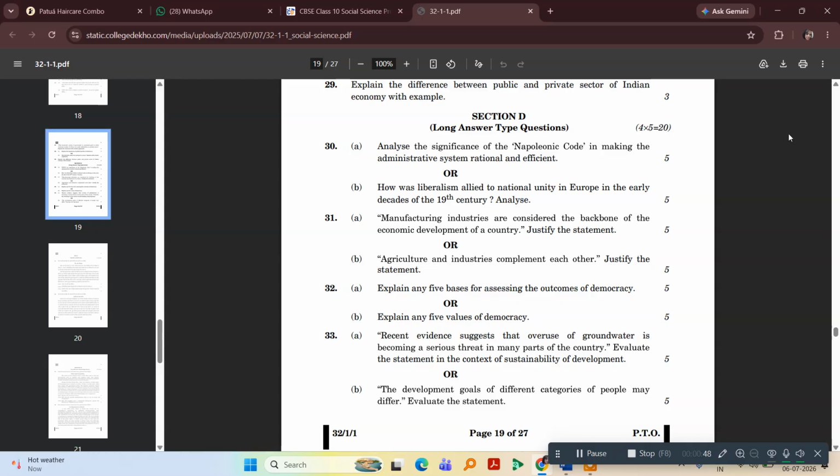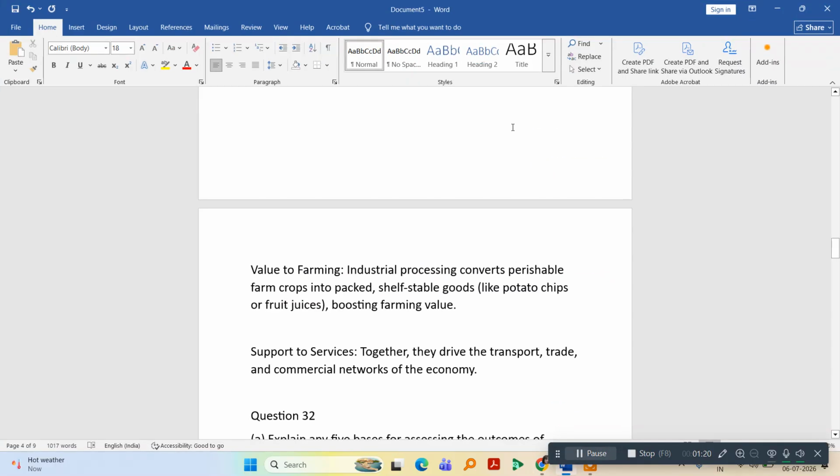This is the question paper of set 1. 30th question A. Analyze the significance of the Napoleonic Code in making the administrative system rational and efficient. The second part of the question is that there is an option between part A and part B. The question of part B is: how was liberalism allied to national unity in Europe in the early decades of the 19th century? Analyze. Now let us discuss the answers.